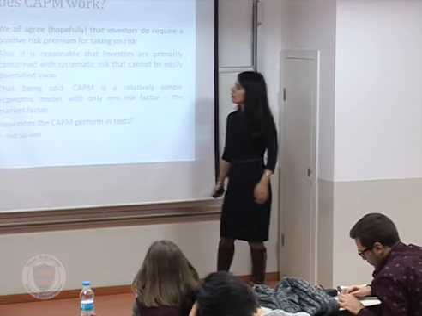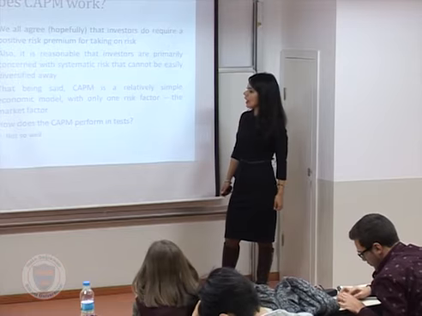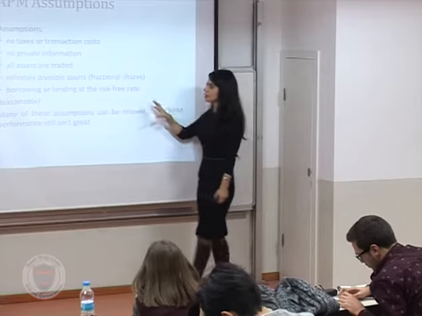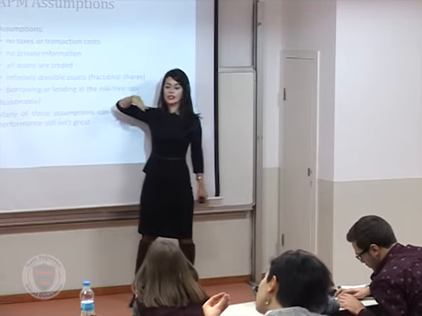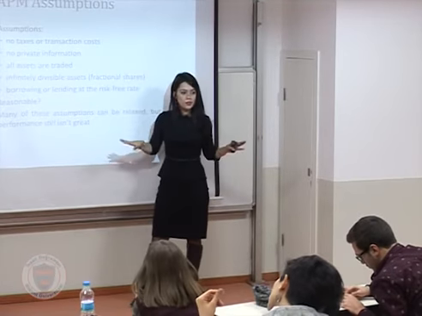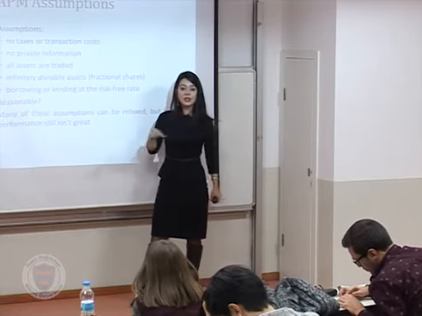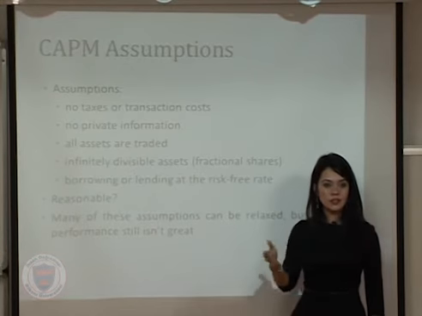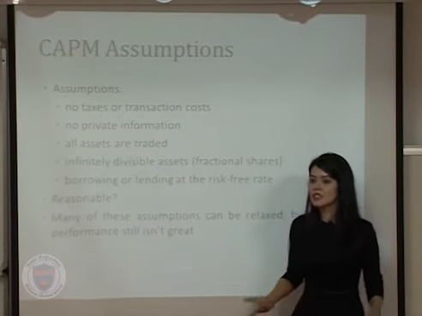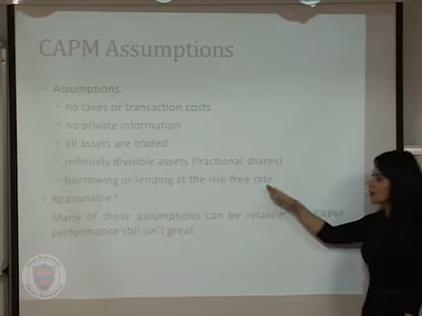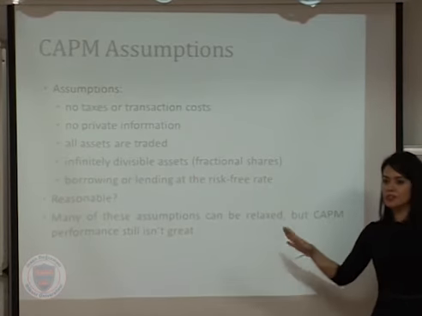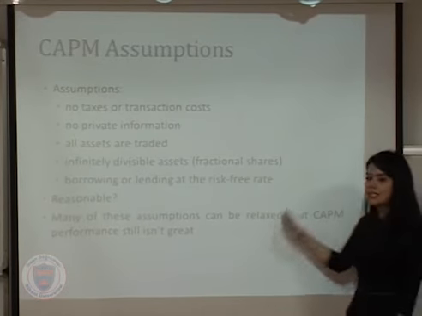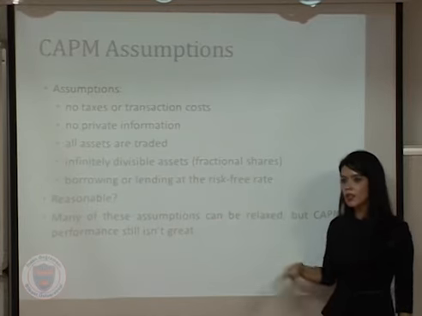Everybody can do it. So CAPM has very strict assumptions. There's no tax in the economy, there's no transaction cost, there's no private information. Whatever the CEO knows, you know. You can trade all assets. You can infinitely divide assets, so you can have 0.5 of a stock, for instance. You can borrow or lend at the risk-free rate. It's so easy to borrow money at the risk-free rate, lend money at the risk-free rate. These are not very realistic assumptions.